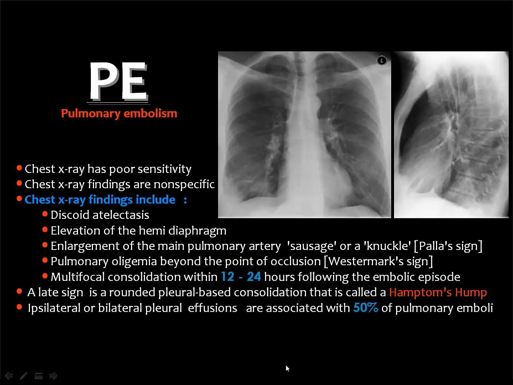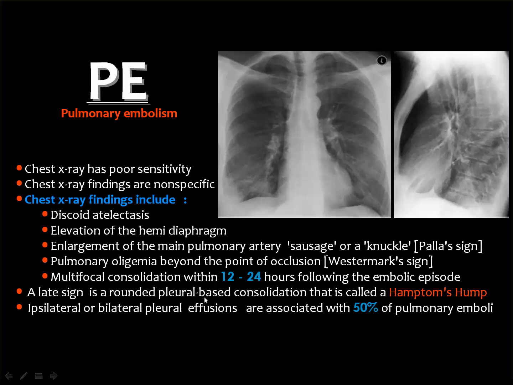Then the sensitivity of the plain X-ray for the diagnosis of pulmonary embolism, as you all know, is very low. All that you can see in the chest X-ray is almost non-specific, including subsegmental atelectasis, some elevation of the ipsilateral diaphragm, enlargement of the pulmonary artery on the site of embolism, or you may see multiple areas of consolidation due to recurrent embolic episodes.